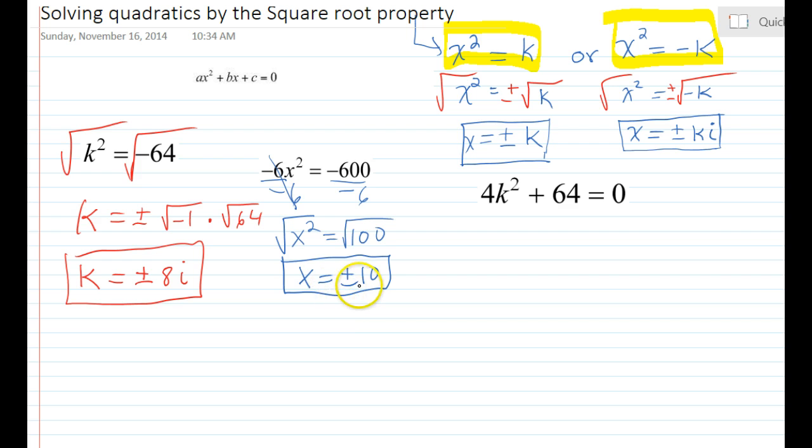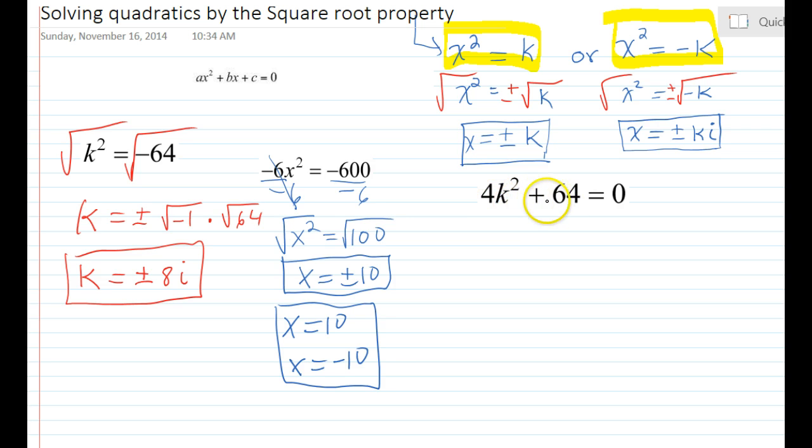And that's pretty much your answer. Some teachers want you to separate the answers, so you can write this as x equals 10 and x equals negative 10. Okay? Alright, so that's basically how we solve the second one. Now we're going to go to the third one. But the third one requires a couple more steps.